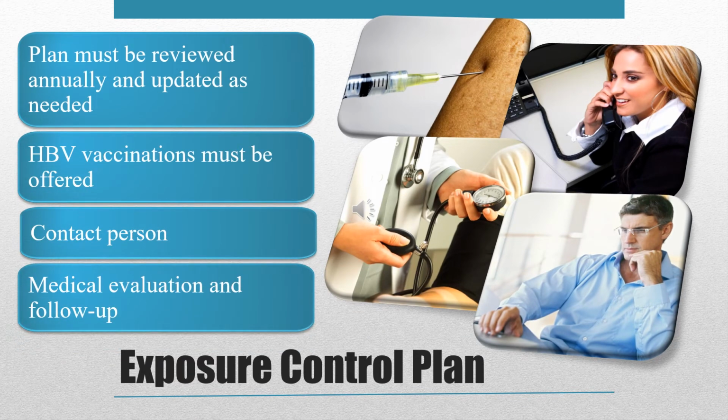Exposure control plan. Every agency's exposure control plan is reviewed annually and updated as needed. The plan must include a list of employees, the job classification, and the schedule and methods of implementation of all elements of this plan if there was an exposure. Every employee should be given an opportunity to receive the HBV vaccine if needed or if wanted.